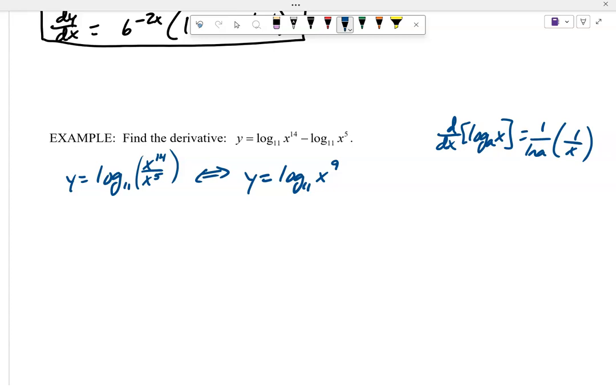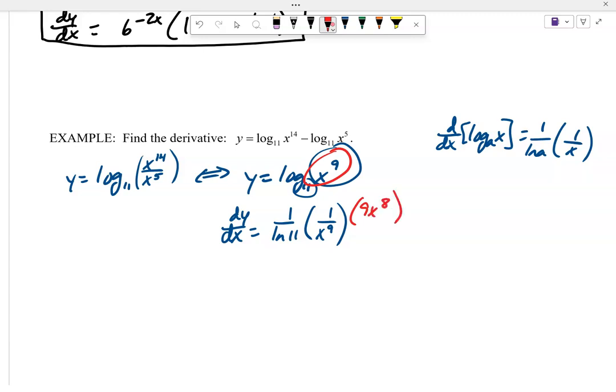And so at this point I can say, all right, let's go ahead and run the derivative then. dy/dx would be 1 over ln of 11 times 1 over that x to the 9. But then I've got to run the chain rule, the derivative of that x to the 9, 9x to the 8th. And so our dy/dx ends up being, I've got a 9 on the top, and then x to the 8 over x to the 9, that'll just leave me with an x right there. So I've got 9 over x ln of 11.